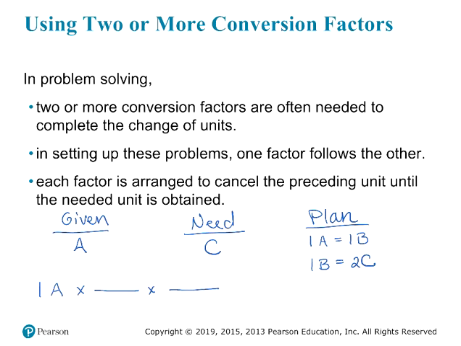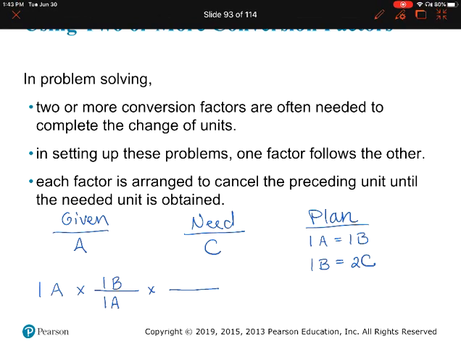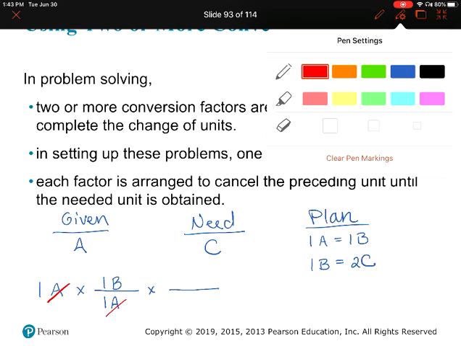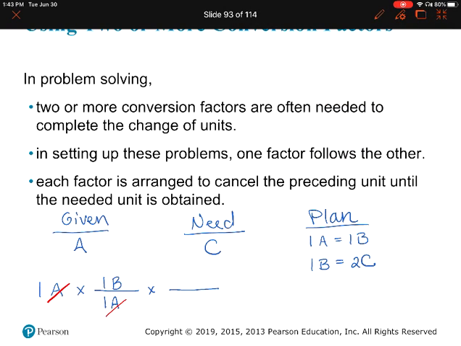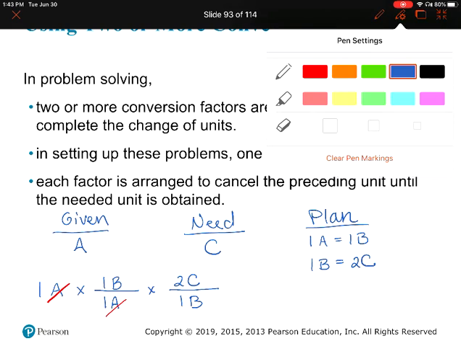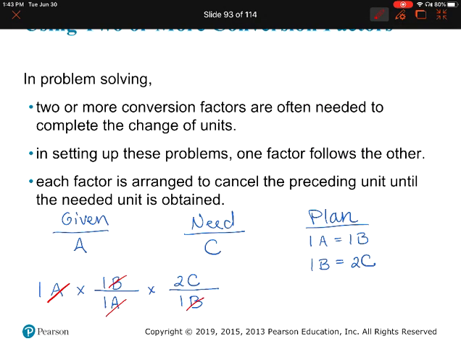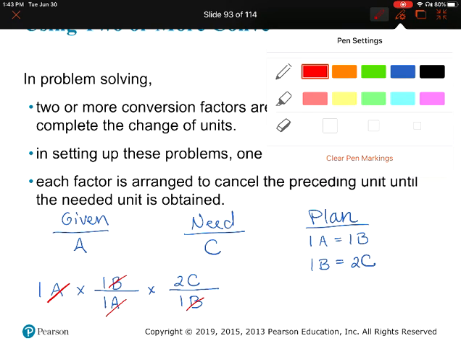First, I want to convert to B, so I'll put that in the numerator, and I'll put A in the denominator. That's my first step, and A will cancel, so I'm left with B. And now in the next step, I'm going to convert B to C. I want to end up with C, so I'm going to put 2C in the numerator and 1B in the denominator. So B will cancel, and I'm left with C.